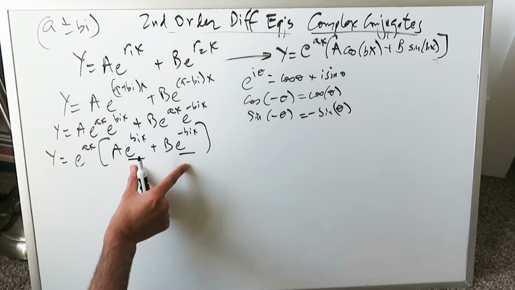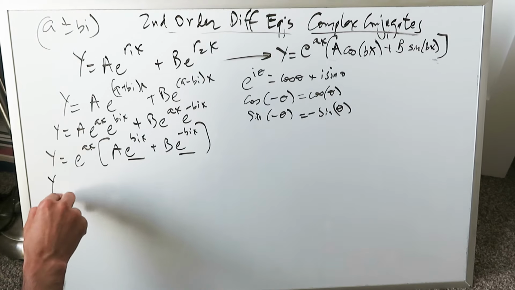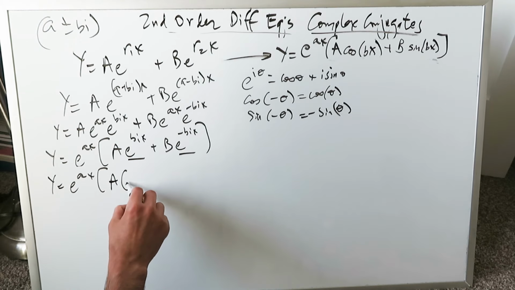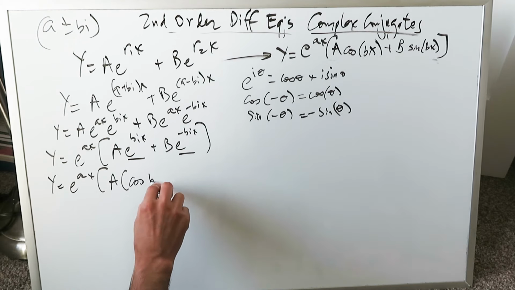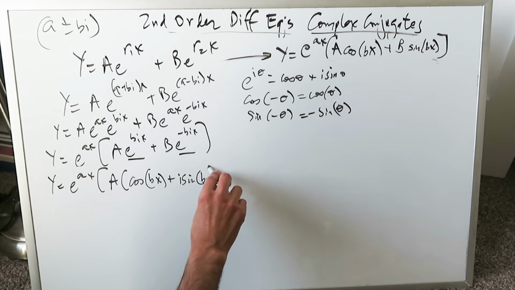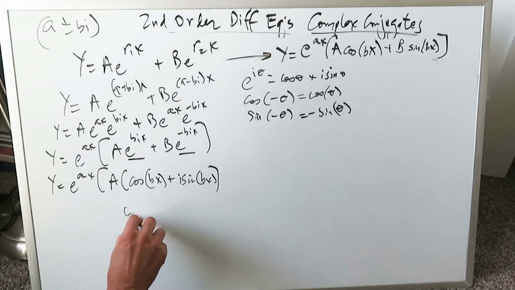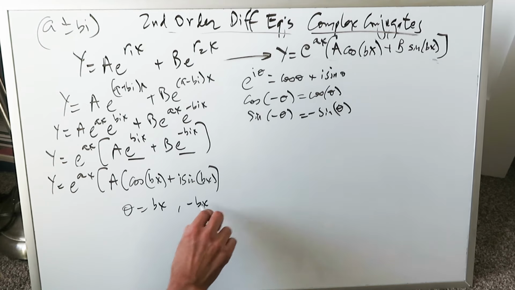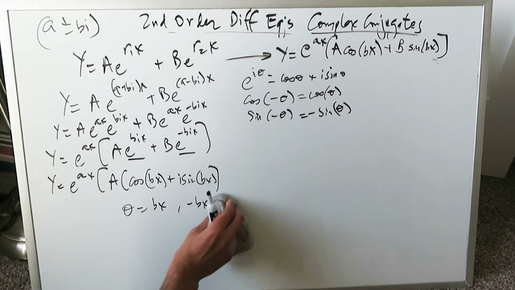You're going to expand this out using Euler's identity. y is equal to e to the ax, a. Now let's expand this out. Cosine theta, which is bx, plus i sine bx. What's my theta over here? In these instances, it's equal to bx or it's equal to minus bx. You see that? All of that is coming into play.